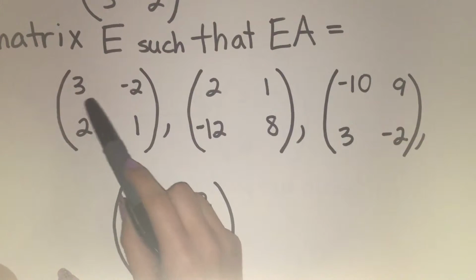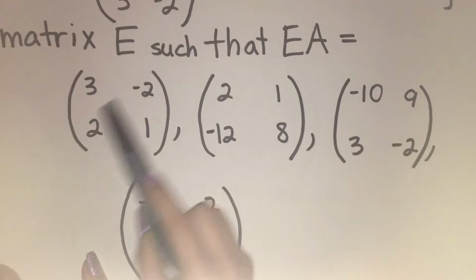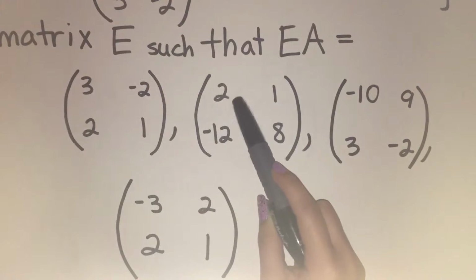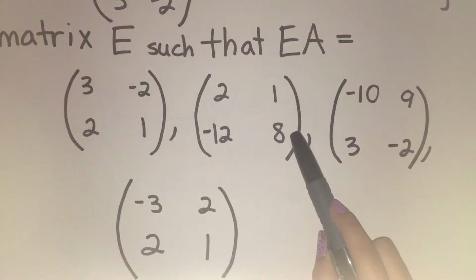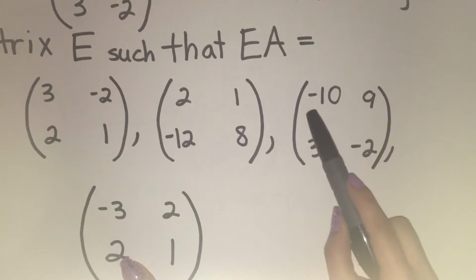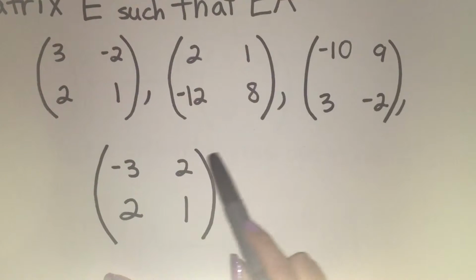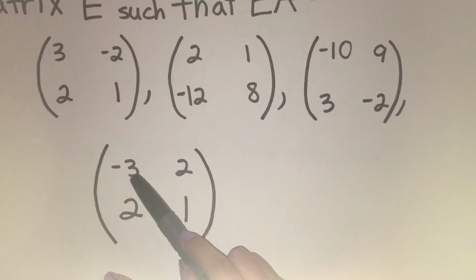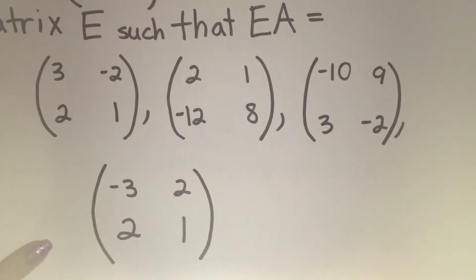The first one is EA equals the matrix 3, negative 2, 2, 1. The second case, 2, 1, negative 12, 8. The third case, that EA equals negative 10, 9, 3, negative 2. And the fourth case, that EA equals negative 3, 2, 2, 1. All right.